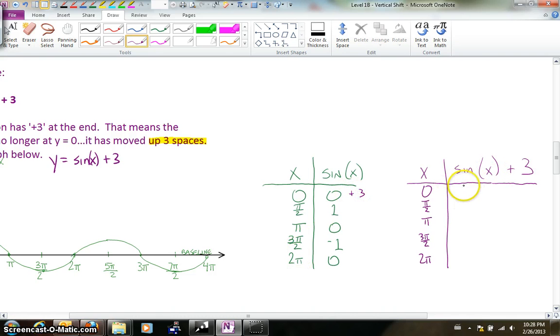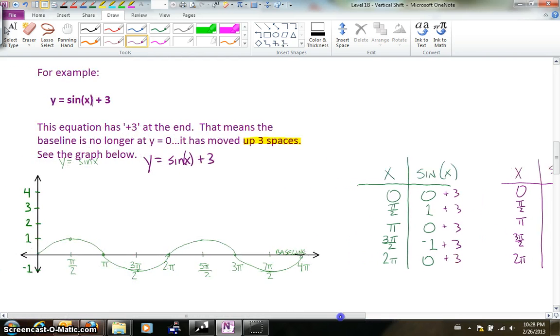So the 0 has now moved up to 3. The 1 has moved up to 4. The 0, again, is at 3. The negative 1 is negative 1 plus 3, which is actually 2. It's not 4 there. And then we add 3 to the last 0, and we get 3. So this is our pattern this time. Instead of going 0, 1, 0, negative 1, 0, we're actually going 3, 4, 3, 2, 3.